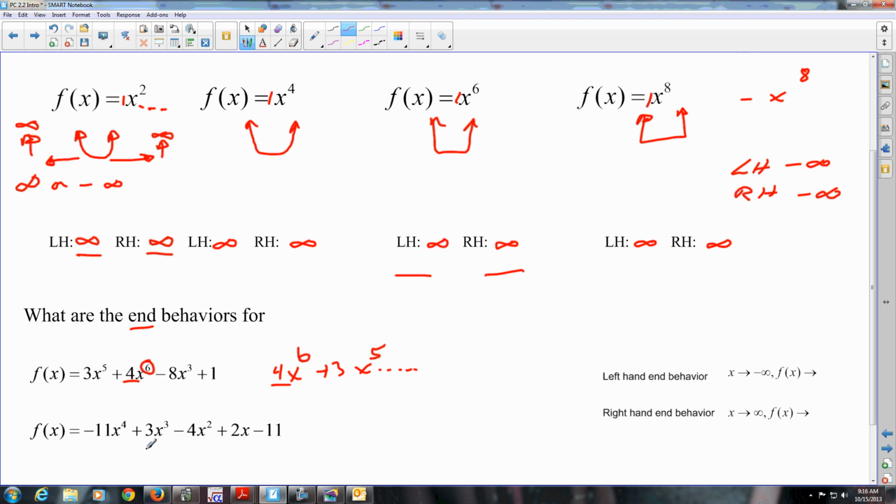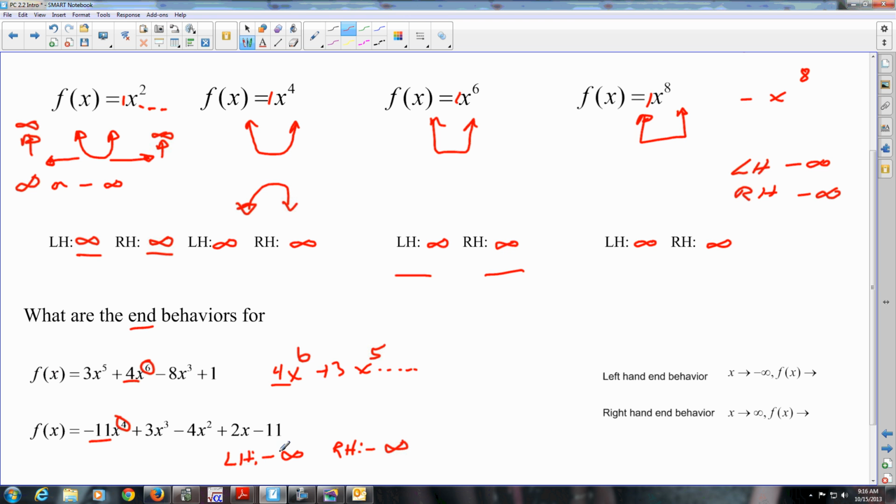This one is written in standard form. It has an even degree and a negative leading coefficient, so it's going to look like this graph. So both the end behaviors are going to be negative infinity. The left and the right end behavior are negative infinity.